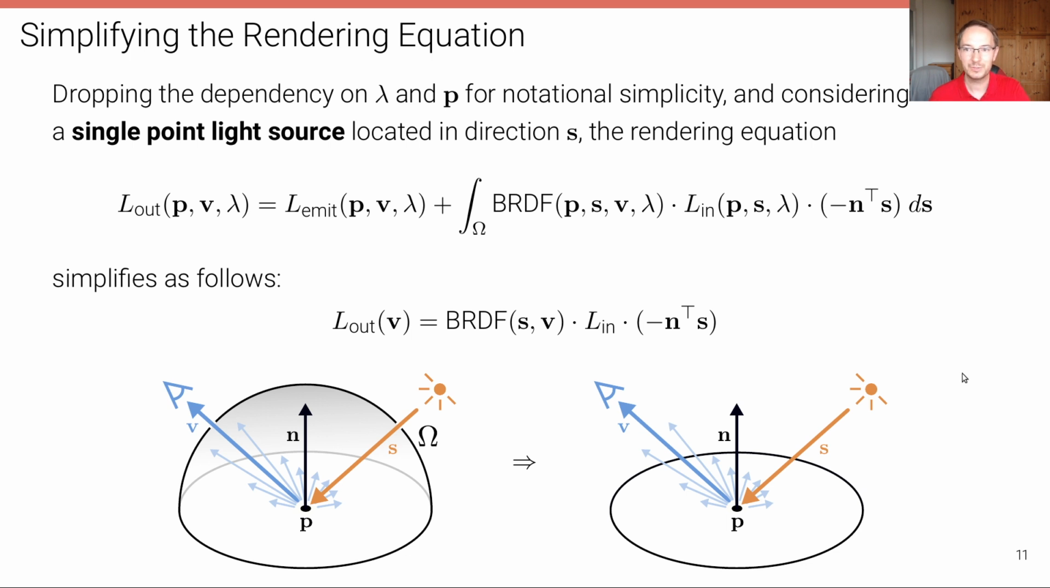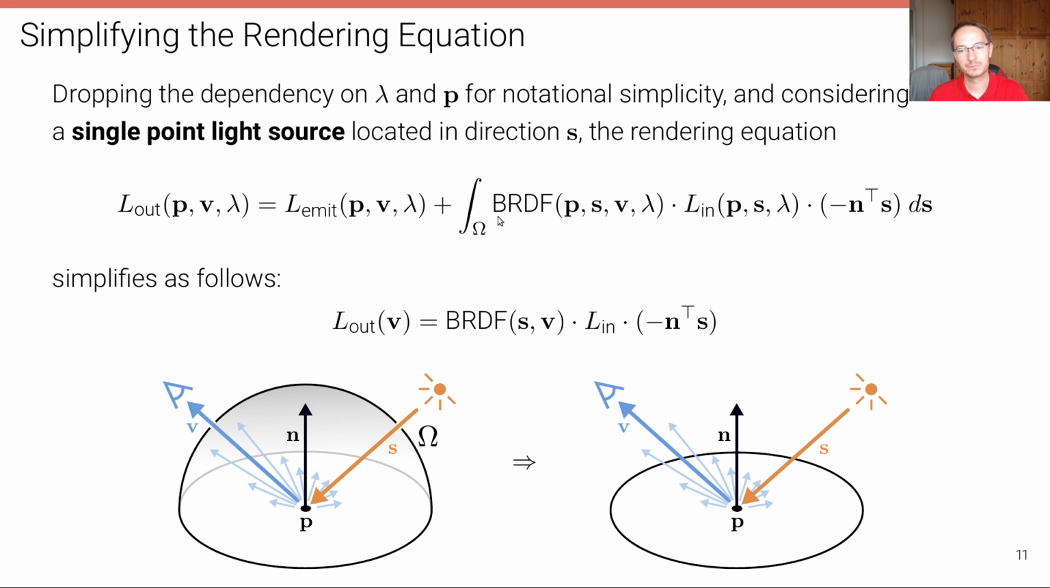And then what we're also going to do is we're going to consider a single point light source that's located in direction S. And if we do that, then the rendering equation simplifies drastically. So first of all, we don't have an emitting surface, so this term vanishes. And as you can see, the lambda and the p have been omitted here from this equation.